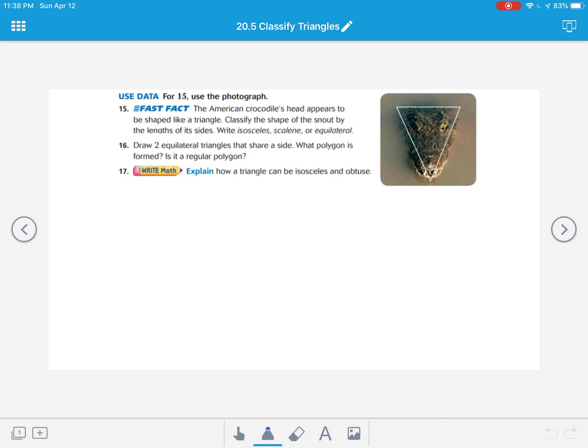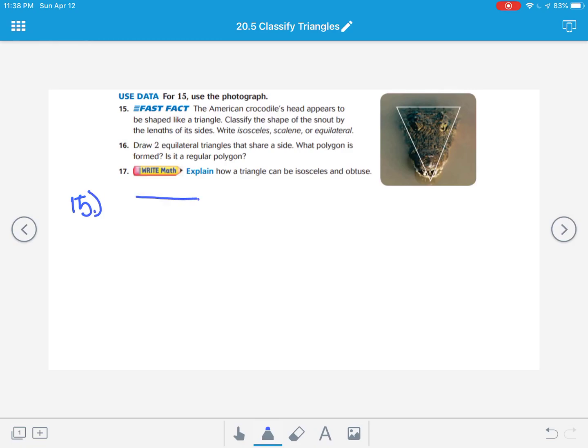All right, we're going to use this picture of the alligator with a triangle over it to answer some questions. So number 15, the American crocodile's head appears to be shaped like a triangle. Classify the shape of the snout by the lengths of its sides, right? Isosceles, scalene, or equilateral. Okay, so looking at this triangle, I'm going to go ahead and draw a copy in my notebook. I'd like you to draw one too.